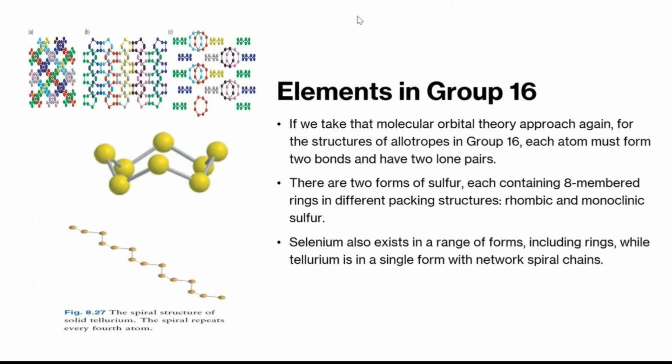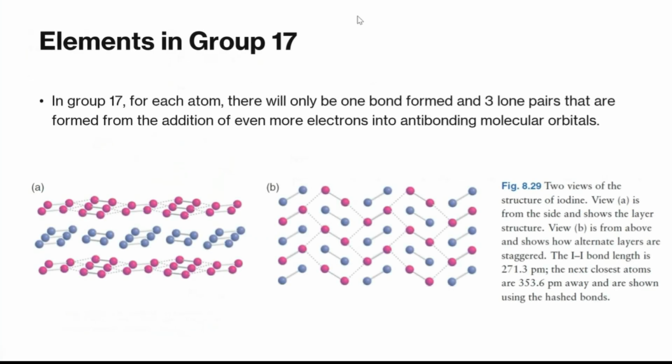Now, in addition, selenium also exists in a range of forms, including rings, while tellurium includes network spiral chains in their 3D structure. That's group 16. So anyways, if you look at group 17, for each atom, there will only be 1 bond formed and 3 lone pairs, because we're adding even more electrons into antibonding molecular orbitals. So take, for example, the structure of iodine. You can see they're just diatomic molecules that are held together with London dispersion forces, which are just an intermolecular force that's present in every single molecule.